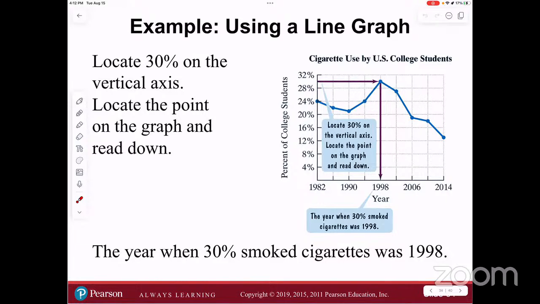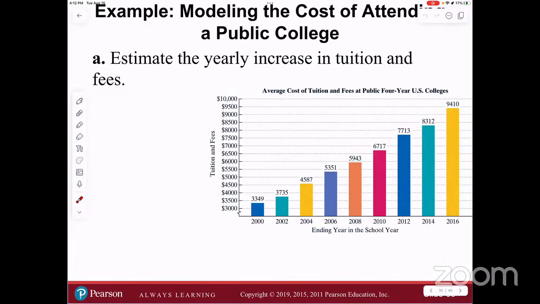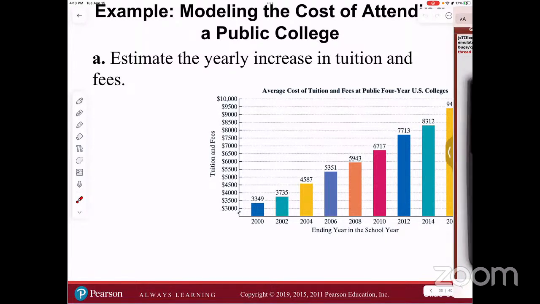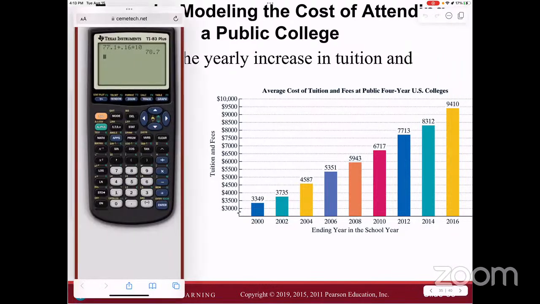So in this example, modeling the cost of attending a public college, estimate the yearly increase in tuition and fees. It sounds like find the slope. We can try the same technique of finding the slope like we did before, and this seems pretty steady. So the change in y over the change in x. So we can say the 9410. Let me break out my trusted calculator. All right, let's get it in one.